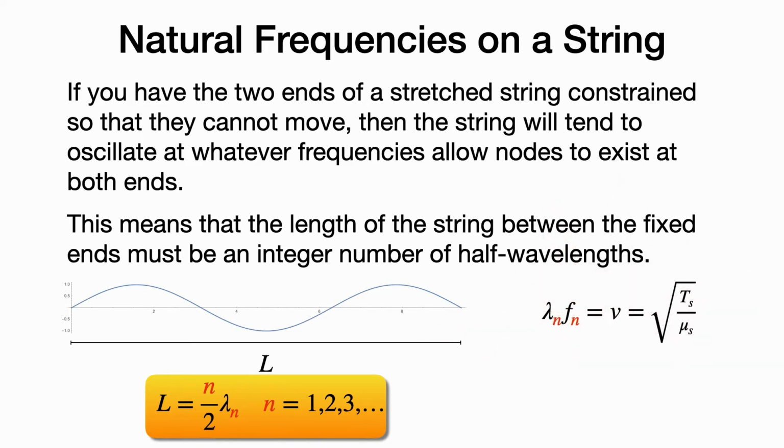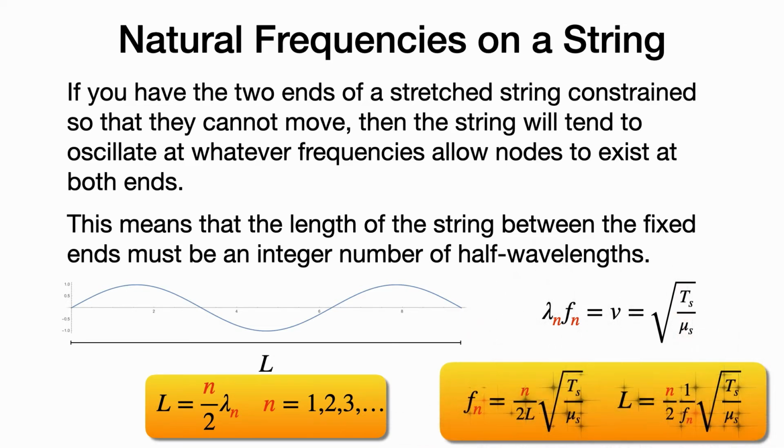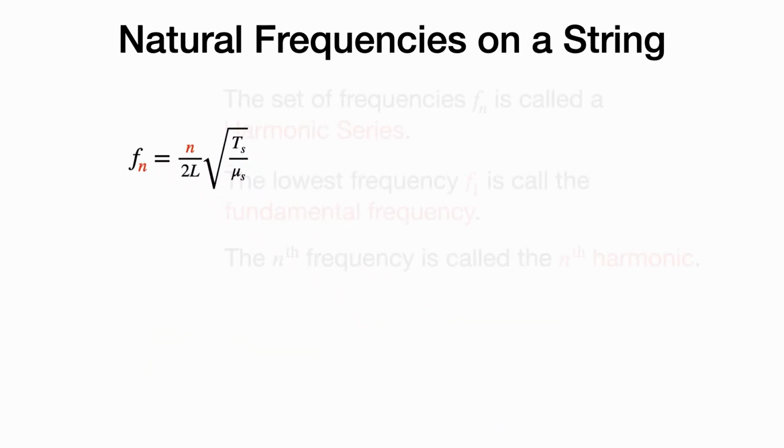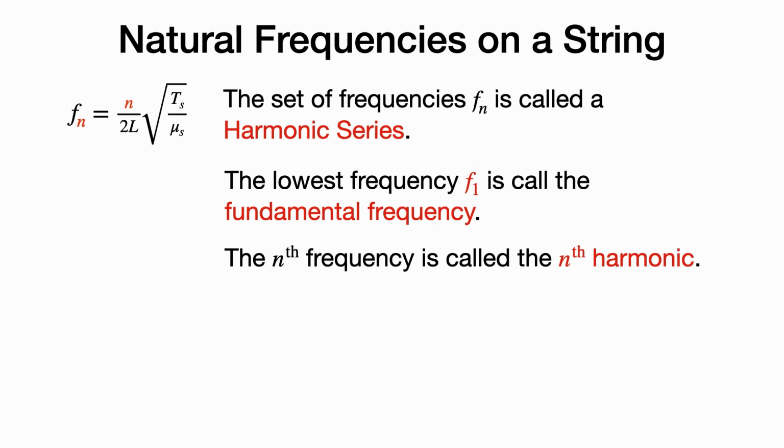And if we use the fact that the product of the wavelength and the frequency is the speed of the wave, which we can write in terms of the tension and mass per unit length of the string, we obtain a pair of equations that are useful for relating the set of possible oscillation frequencies for a string of length L to the tension and mass per length of the string. The set of possible oscillation frequencies is called a harmonic series. The lowest frequency, F1, is called the fundamental frequency, while the nth frequency is called the nth harmonic.